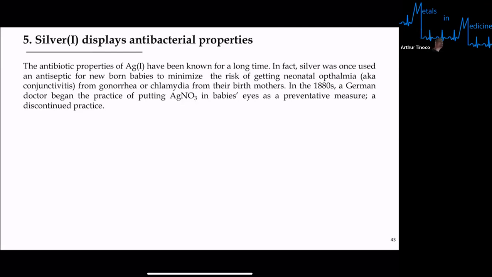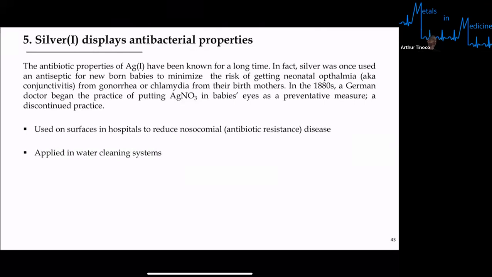For instance, silver has been long known to be antibiotic. In fact, silver was once used as an antiseptic for newborn babies to minimize the risk of getting neonatal ophthalmia, which is a type of conjunctivitis that can come from gonorrhea or chlamydia from the birth mothers. In the 1880s, a German doctor began the practice of putting silver nitrate in babies' eyes as a preventative measure. This is a practice that's no longer actually applied. So silver is used on surfaces in hospitals to reduce nosocomial antibiotic-resistant diseases, and applied in water cleaning systems.